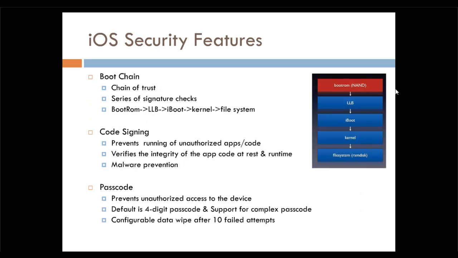So iOS security starts from its booting process. When we switch on an iPhone, a series of signature checks happens among different OS components. First the boot ROM gets loaded, and then the boot ROM verifies the signature of the low-level bootloader, which verifies the signature of the second bootloader, and the bootloader verifies the signature of the kernel, and the kernel verifies the signature of the file system. The signature check makes sure that the OS is not modified by anyone.